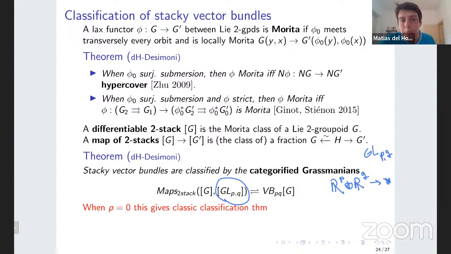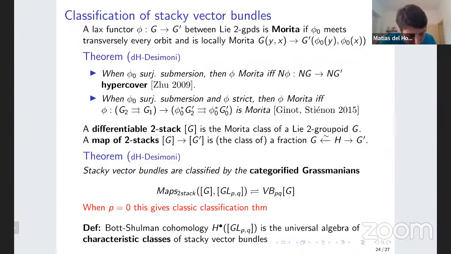When you set p equals zero, this is just the usual classification of vector bundles by the classifying stack. And this opens up the opportunity to define the universal algebra of characteristic classes of stacky vector bundles. Just take the Bott-Shulman cohomology of this very simple, concrete, finite dimensional object. You take R^p, R^q, you have the manifold of objects, which is R^{pq}. Then you have the commutative squares there, which have to fulfill a closed condition and an open condition. And then you have 2-cells. And the cohomology of this object is a universal algebra of characteristic classes, because by doing the pullback along the classifying map, we are going to have the characteristic classes of any BV groupoid.